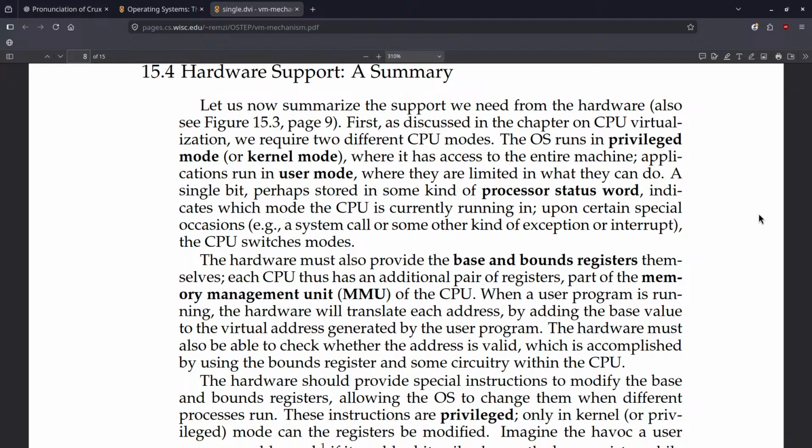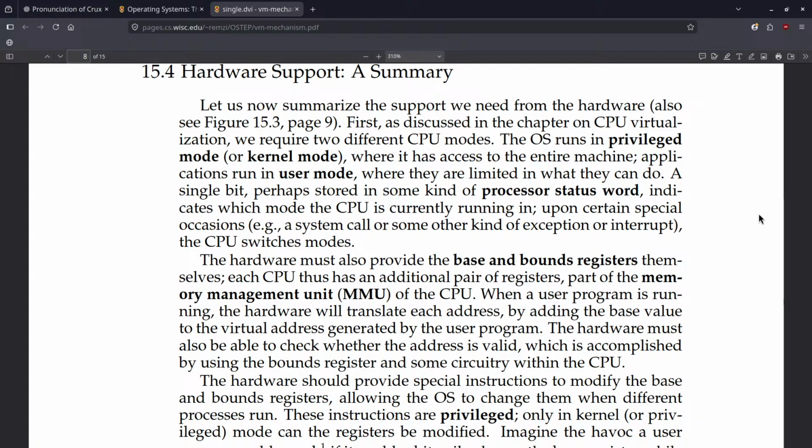First, as discussed in the chapter on CPU virtualization, we require two different CPU modes. The OS runs in privileged mode or kernel mode, where it has access to the entire machine. Applications run in user mode, where they are limited in what they can do. A single bit, perhaps stored in some kind of processor status word, indicates which mode the CPU is currently running in. Upon certain special occasions, such as a system call or some other kind of exception or interrupt, the CPU switches modes.